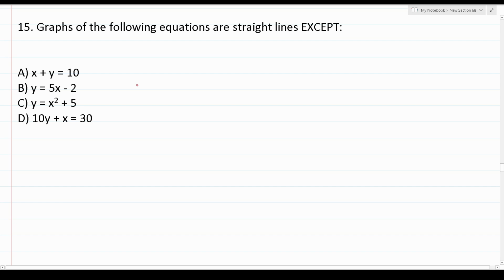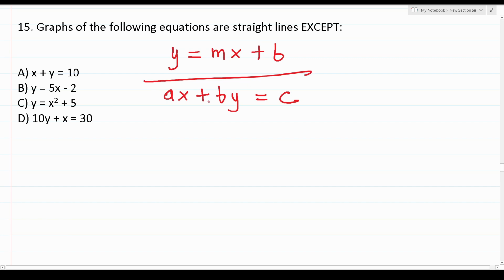All right, so number 15 here says graphs of the following equations are straight lines except. This problem's a little tricky because most people who learn about straight lines don't really pay attention to some important things. There are a couple equations of straight lines. There's slope-intercept form, which is y equals mx plus b. And then there's standard form, that's ax plus by equals c. These are two generic equations of lines.